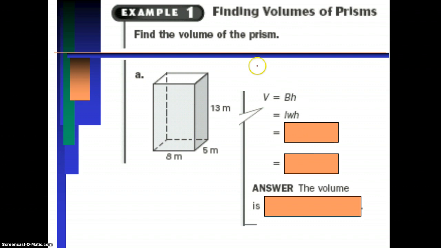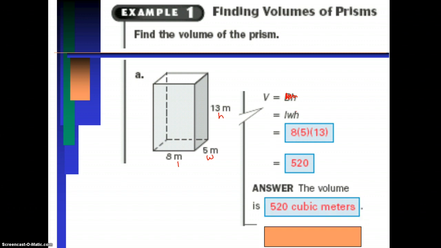So example 1, we have the volume of a prism. They give you this generic formula. Here's the more specific one for a rectangular prism. You're taking the length, the width, and the height, and multiplying them together. 520. This is volume, so we cube it. Cubic meters. You could also say 520 meters cubed with a little 3, because it's asking how many little boxes, cubes, would fit into this shape.